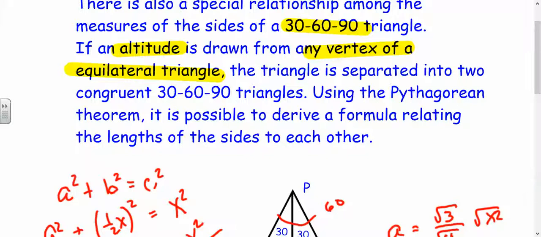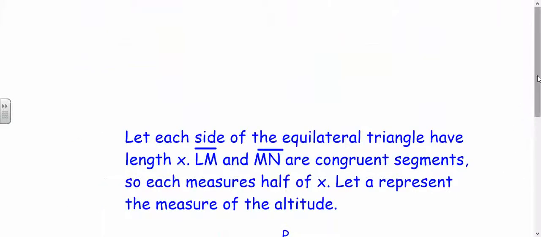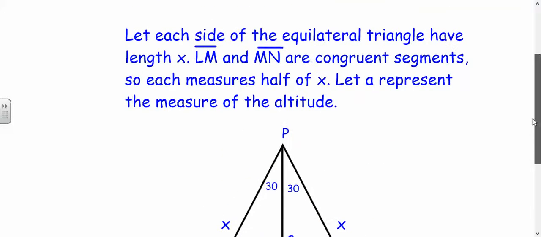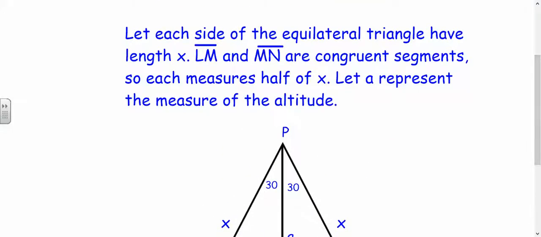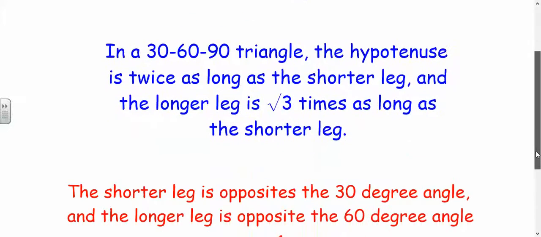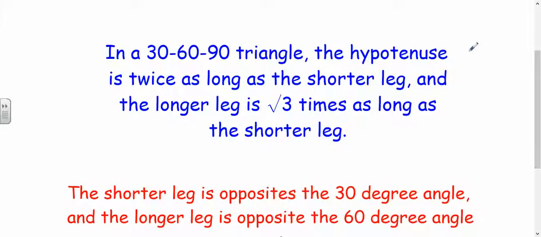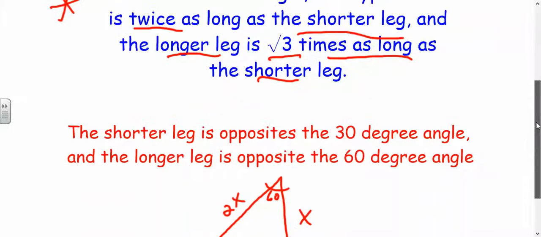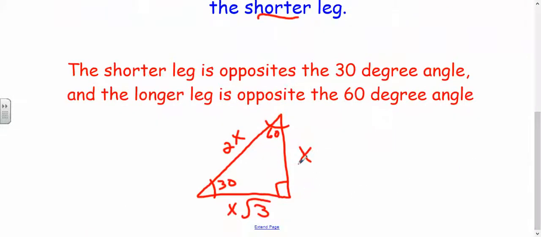I think it's better on the next page. So if you take a look at this angle, this is what we did, all right? Here we go. This is what you want to write down. Make sure you have this written down. In a 30, 60, 90 triangle, the hypotenuse is twice as long as the short leg, and the longer leg is square root of 3 times as long as the short leg. So that's the relationship that you're looking for, and here it is in the picture.